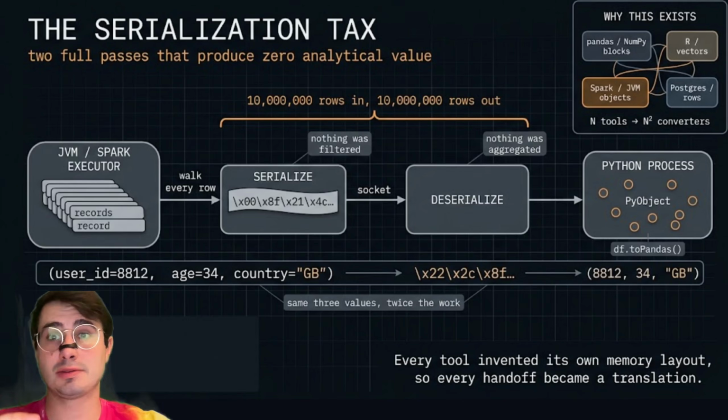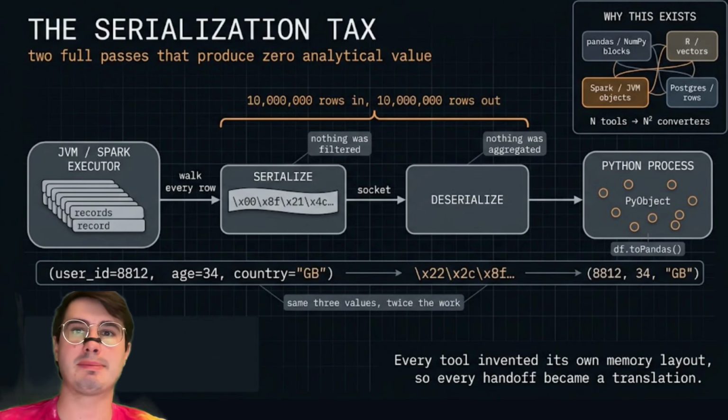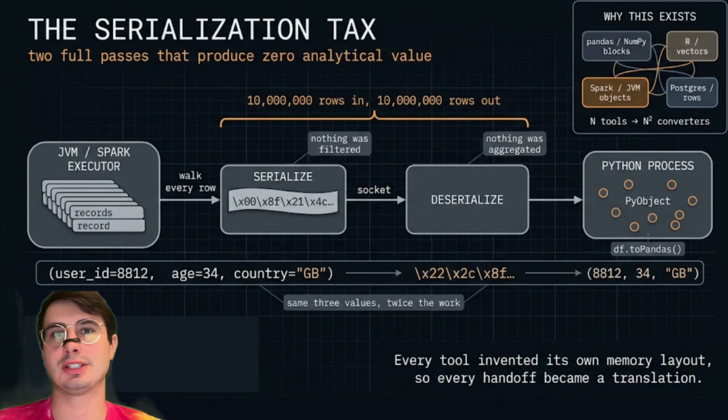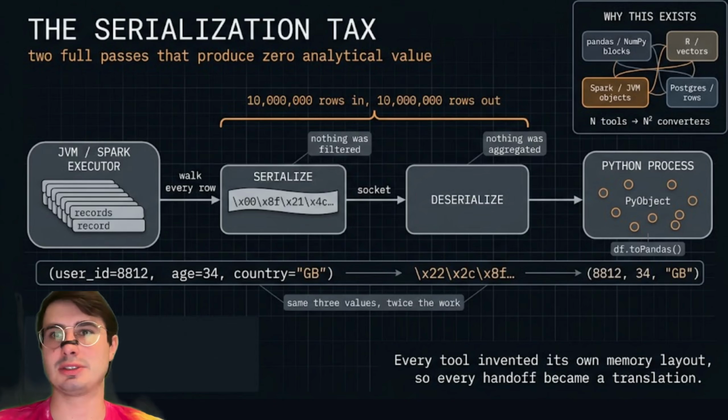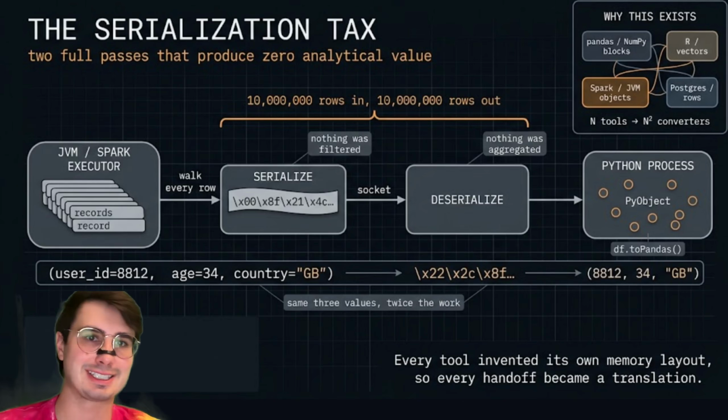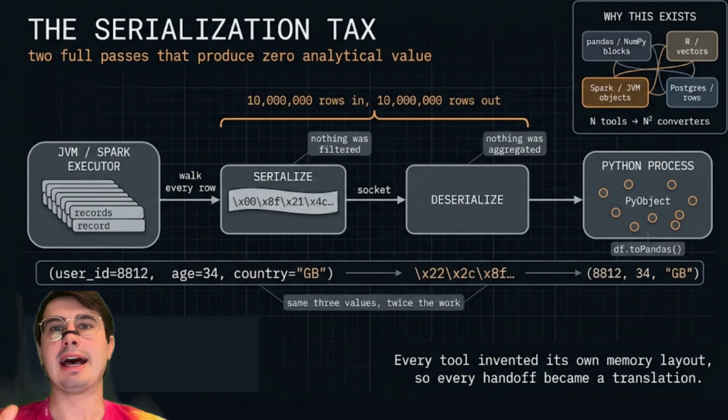What's happening there is Spark is holding that data in the JVM in the slow version, in its own memory layout, and Python has no idea what a JVM object looks like. So Spark walks every row, converts every one to a serialized byte stream, ships it over a socket to the Python process, and then Python walks the whole thing again to rebuild it as Python and NumPy objects. 10 million rows in and 10 million rows out, and that's the serialization tax. You have two full passes over your data that produce nothing. You didn't filter or aggregate or compute anything, you just burned CPU and memory translating the same numbers from one dialect to another, and it's still the same numbers.